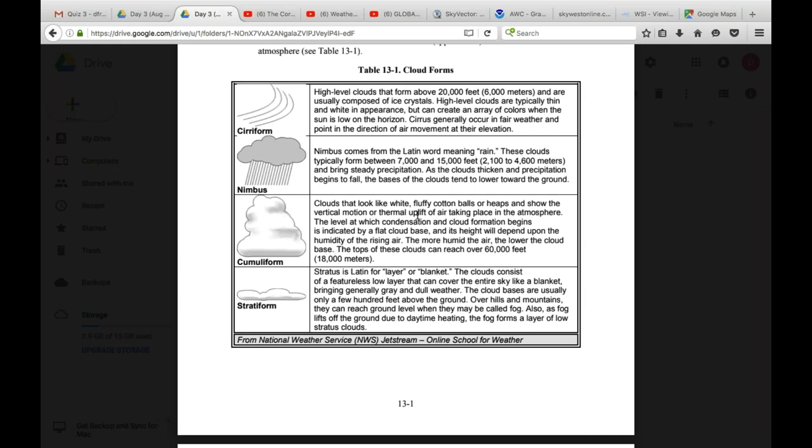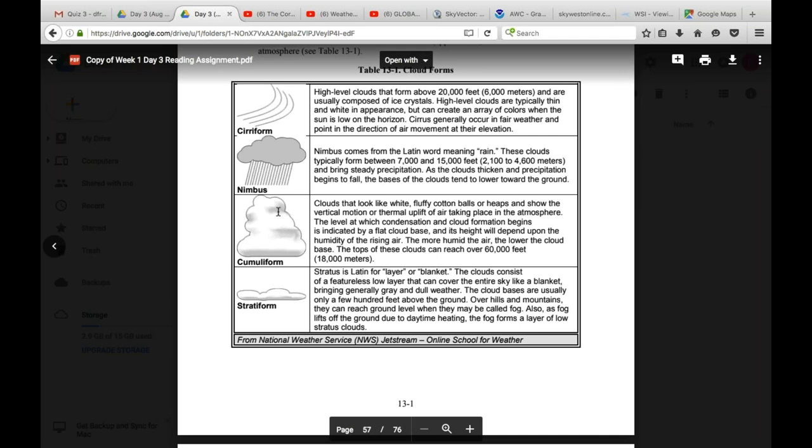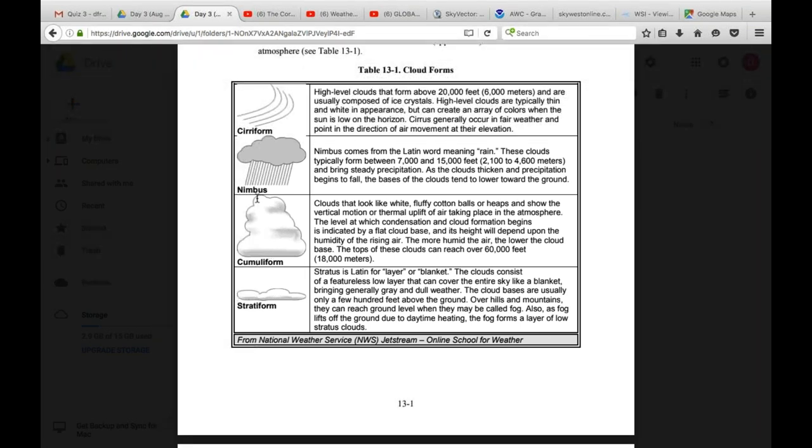Cumuliform clouds are super white and puffy, and typically there is some sort of rising motion in them. Otherwise, they wouldn't get that high. And part of our rising motion is one of the things that we actually need to build a thunderstorm. We need some sort of lifting motion. So a lot of times you get big thunderstorms, that's where these are coming from.